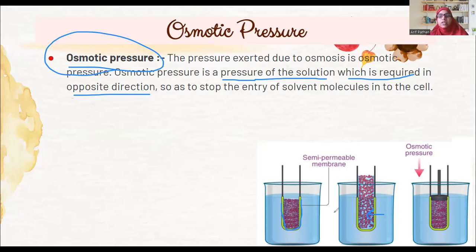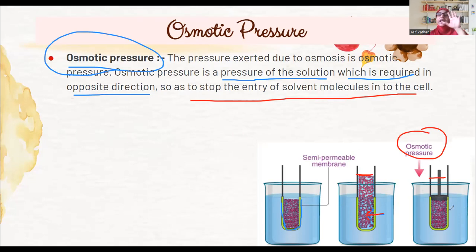The water will move inside, right? Because outside the solute concentration is almost negligible. So water is moving inside. Now you can see the solute level rises, so a pressure will be created to stop the entry of the solvent molecules into the cell. So there will be a time when there will be no movement of water inside the cell. At that time, we will say the osmotic pressure is in action.